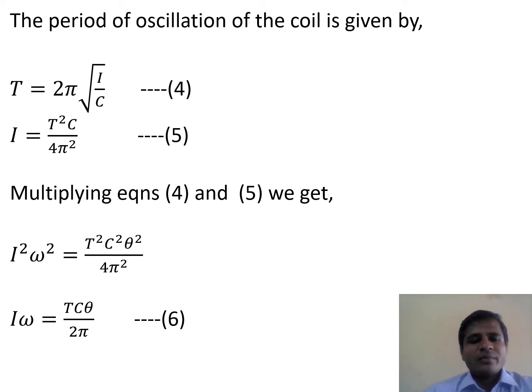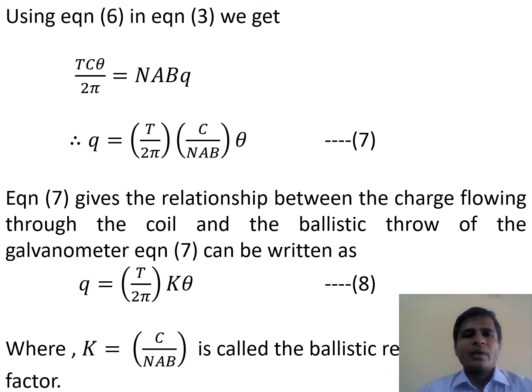After simplification we get I omega is equal to T into C into theta upon 2 pi. Let this equation be 6. Now using equation 6 in equation 3 we get T into C into theta upon 2 pi is equal to N into A into B into Q. From this expression we can find the expression for Q, that is charge. Therefore Q is equal to T upon 2 pi into C upon N into A into B into theta.